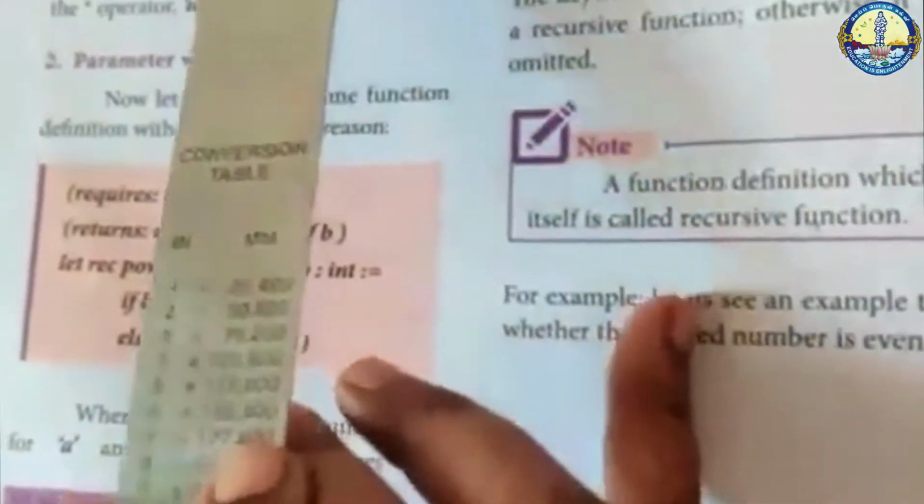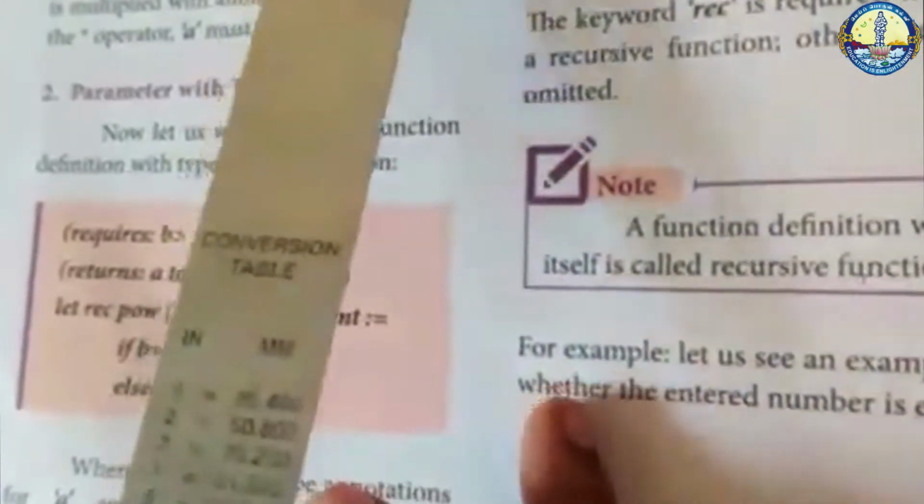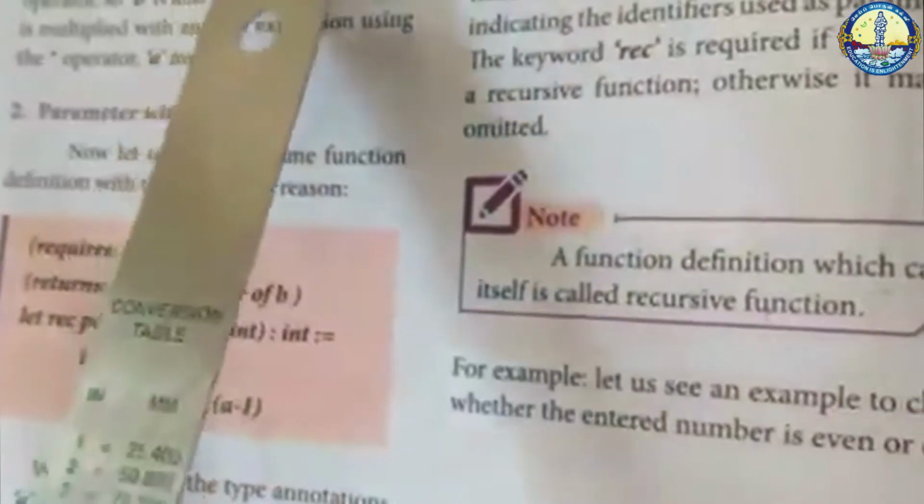So whatever input we give, the same will come as output. For example, if I give an integer as input, the same integer will come as the output. It is called a parameter without type.